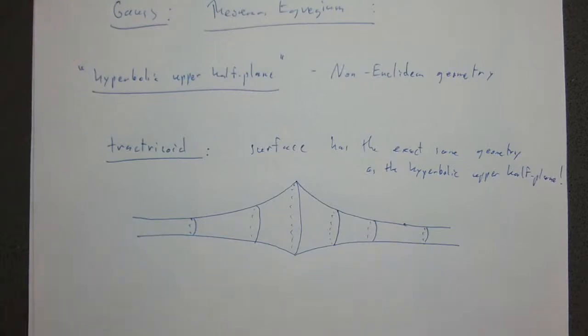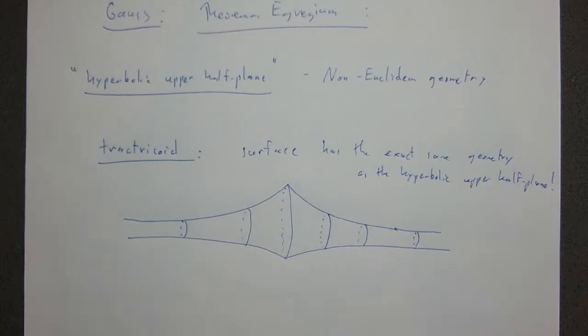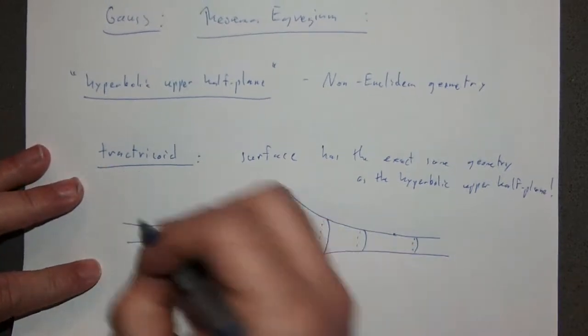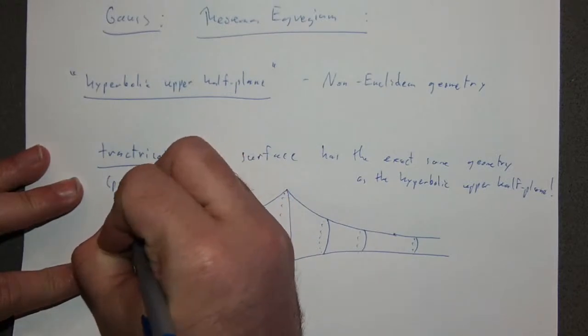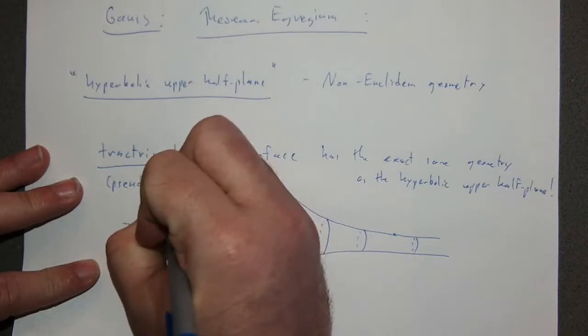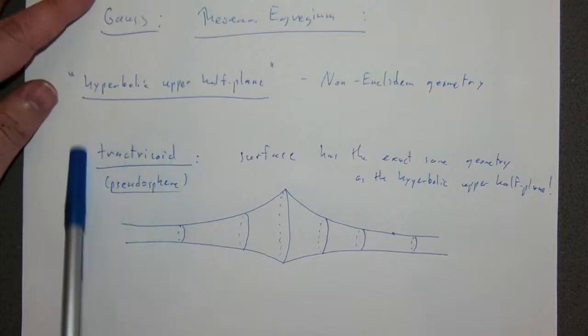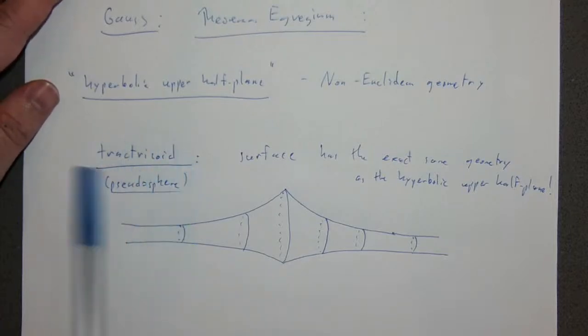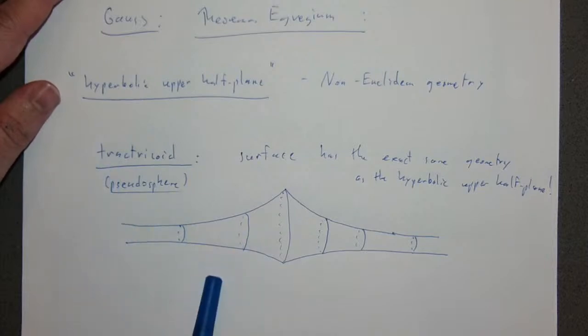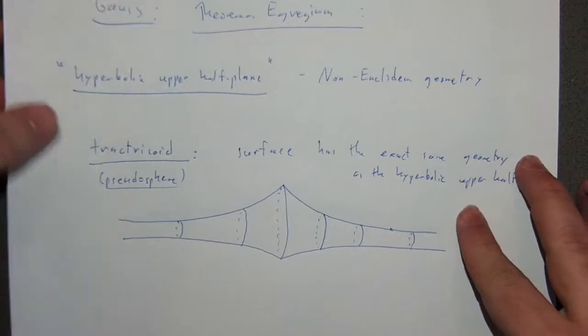Now, how do I get this surface? It's an interesting historical thing, so I can't help but mention it. It's called the tractricoid. Probably the more common name now is pseudosphere. I never liked calling it a pseudosphere because this thing is not apparently anything like a sphere, so calling it a pseudosphere always seemed a little weird to me. There's a reason for it, but I just don't like the terminology at all. I much prefer tractricoid because, as much of a mouthful as it is, it tells you exactly where this thing comes from.